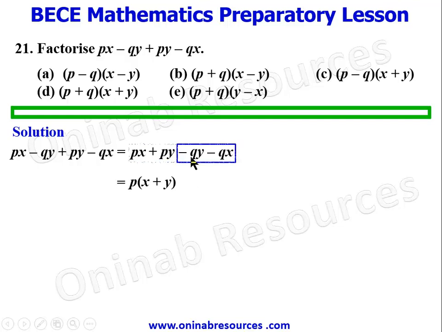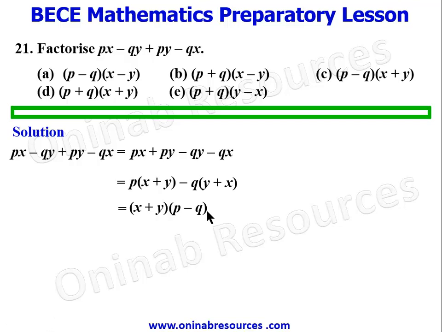Then we go to the last two terms. Negative is common to both of them. Q is also common. So qy divided by q gives y, and this negative divided by negative gives positive x. And we should know that x plus y is the same thing as y plus x. So we pick the common brackets, which is x plus y. Pick what is outside the first bracket and what is outside the second bracket.